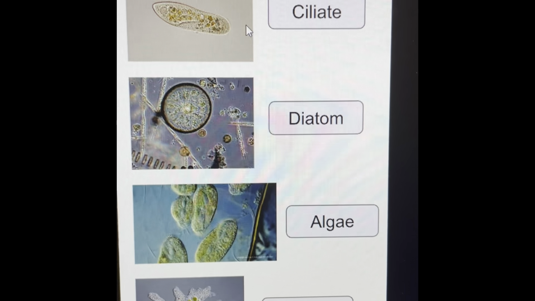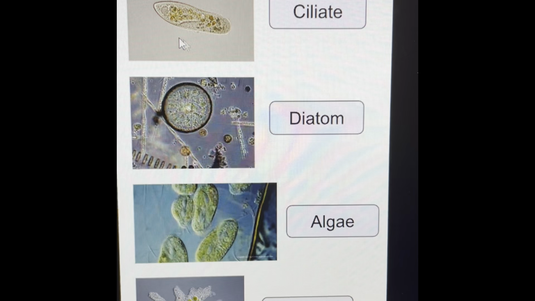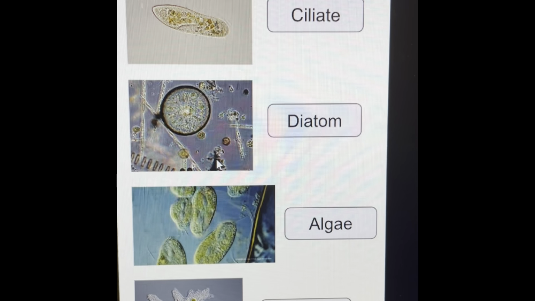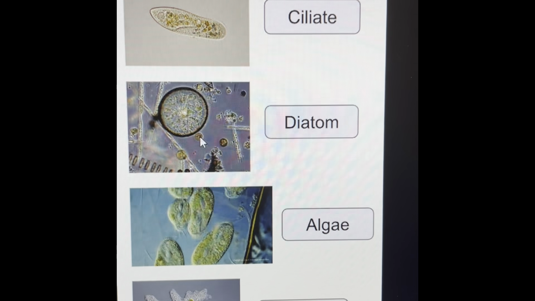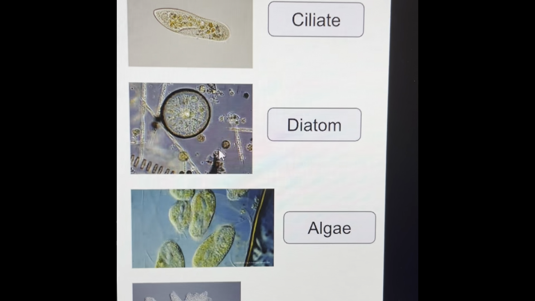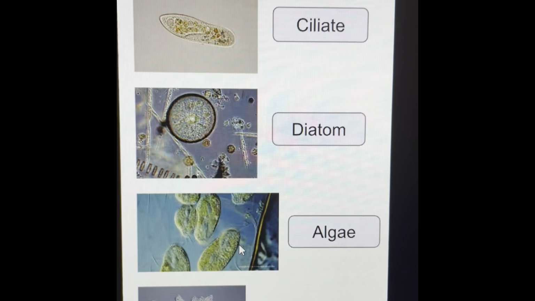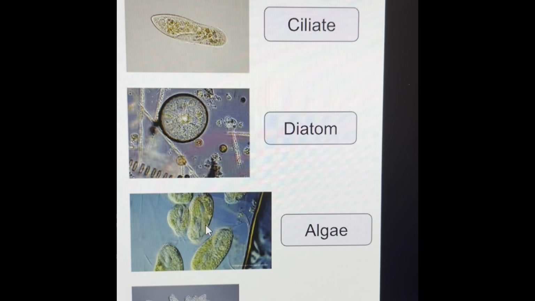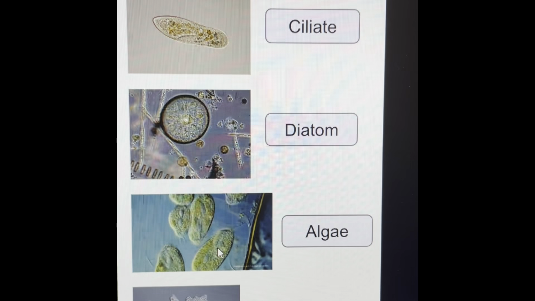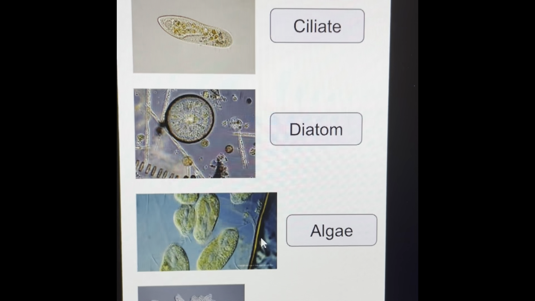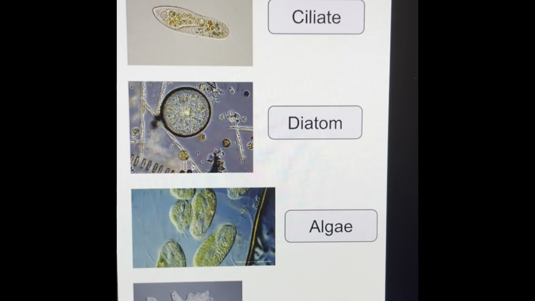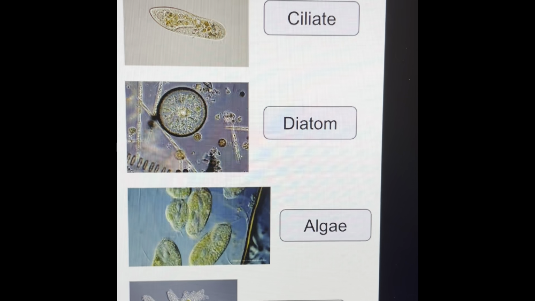Ciliates and flagellates, they are described by their motion. Diatoms are small creatures that excrete a glass-like substance, and they look like sand under the microscope. Of course, algae, they are single-celled photosynthetic protistas, but larger algae that form structures are going to be considered plants. And then we have our single-celled amoebas.